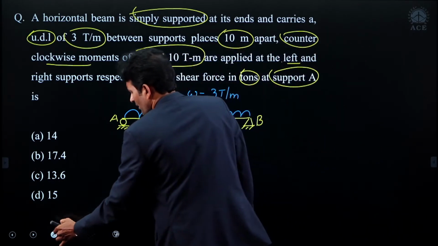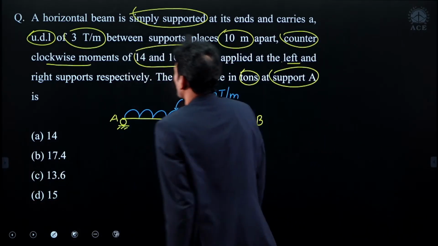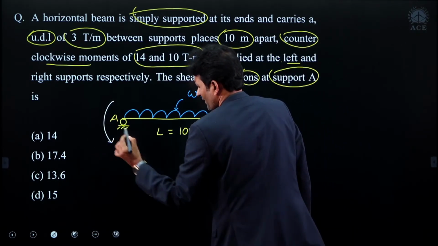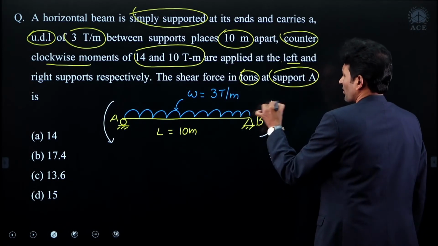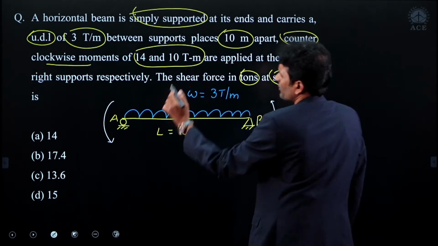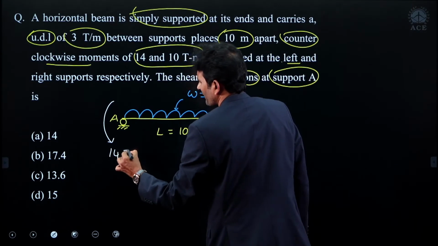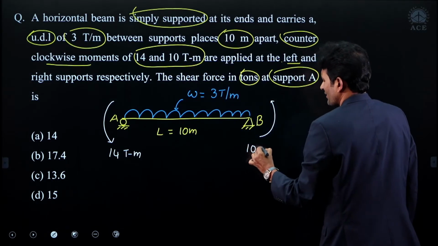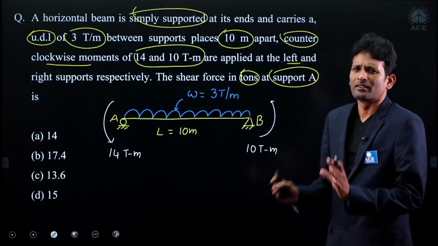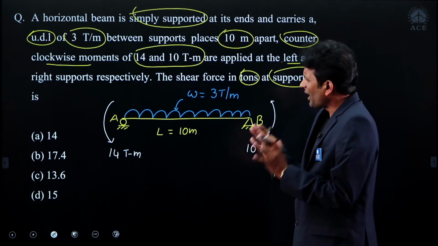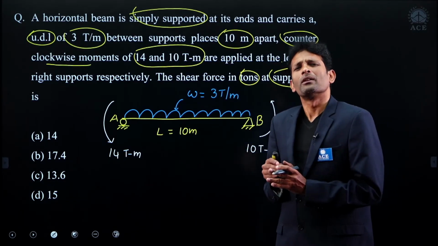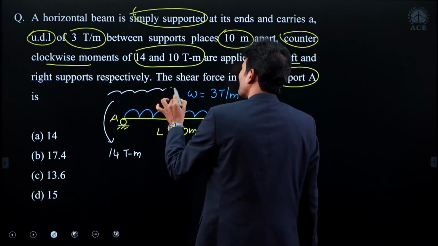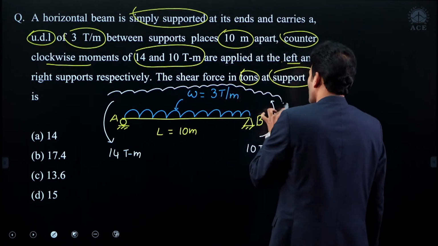In addition to that, some counterclockwise moments we are applying at both supports. At A counterclockwise and at B also counterclockwise. This is the given condition. What is the magnitude? 14 ton meters, as well as at the right support 10 ton meters. This is the data given. If I solve this problem by using the principle of superposition, simply what we are taking is the individual effects of these loads.